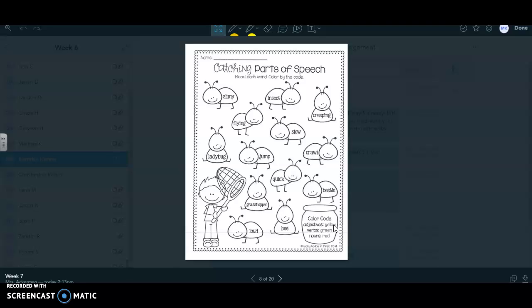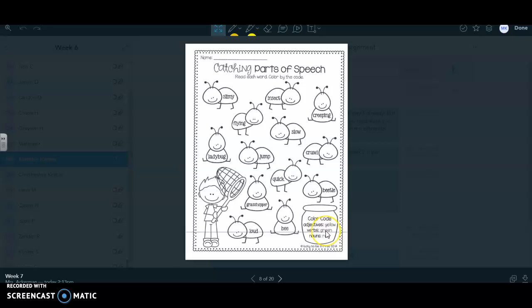So, if I was describing a bug, I might say it is small, okay? Or I might describe it as yucky, okay? So things like that. You can describe the adjective is a describing word.